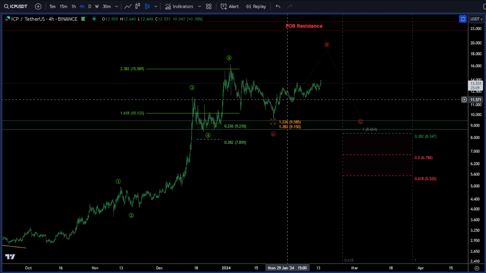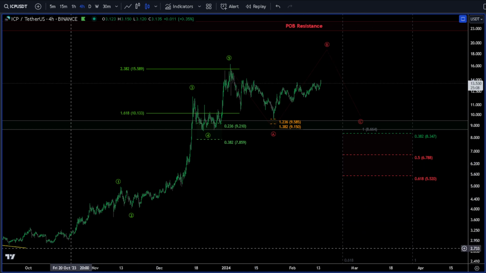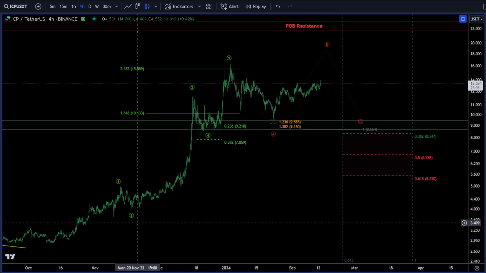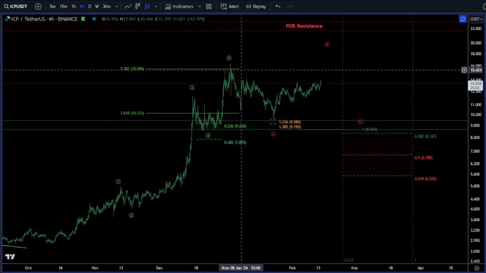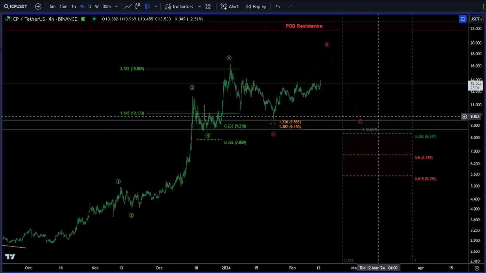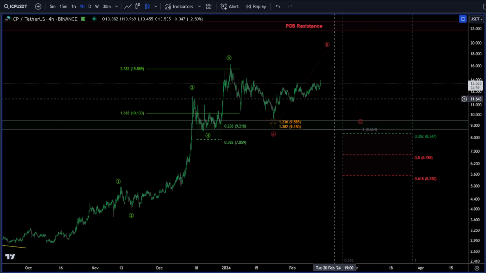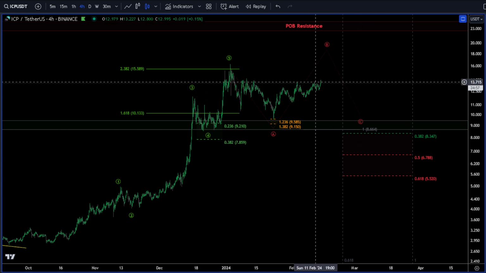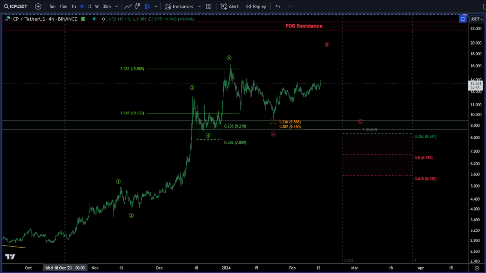I'm going to get down into the micro count in a moment. Just wanted to show you we have 5 waves up as a larger wave 1 and looking for an A, B, C to correct in 3. And we're in the middle of a B wave on the larger trend. Just wanted to show you that real quick.